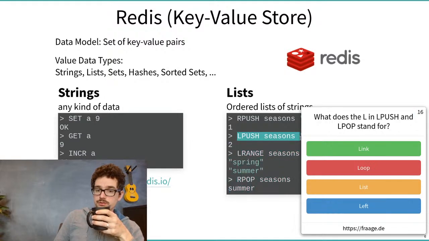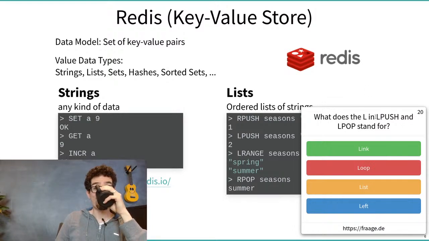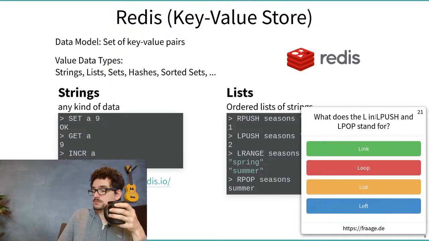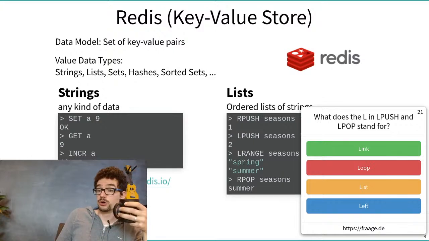lpush seasons spring. Does the L stand for link, for loop, for list, or for left? If you don't know it, here's another command, rpush. So what could R stand for?